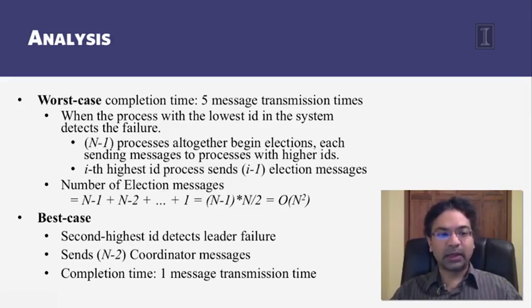What about the best case? The best case happens when the second highest ID process in fact is the one that detects a leader failure. It immediately knows that it is the next highest ID process in the group and is a new leader. It simply sends out coordinator messages to the remaining n-2 processes with a lower ID than itself, and so the completion time is just 1 message transmission time, and the total number of messages involved is n-2 messages.